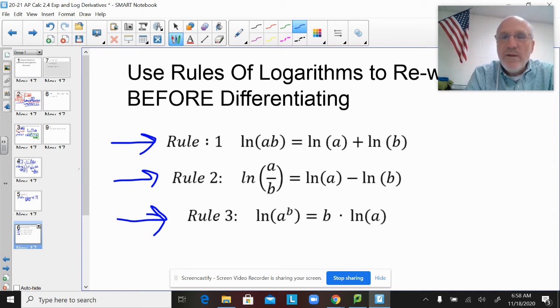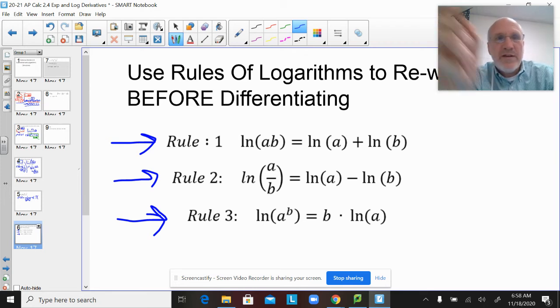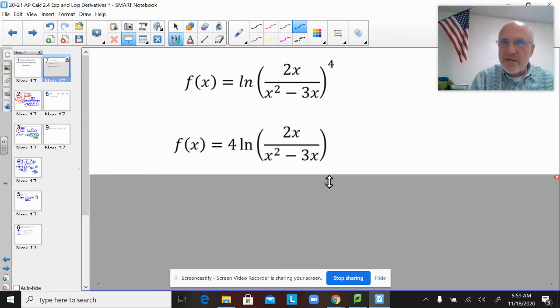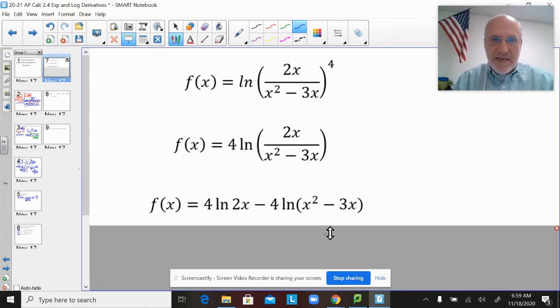Okay, so let's go back to this same problem and realize if we rewrite it first using these rules of logs, it is a much easier derivative to take. So there's that same problem. And first I'm going to move the 4 out front because the natural log of A to the B, I can move the B out front. So now it looks like that. All I did was move the exponent out front. And now I've got the log of a quotient, which according to the rule is the difference of the logs. Notice that the 4 goes to both of these. So now I'm rewriting it like that.